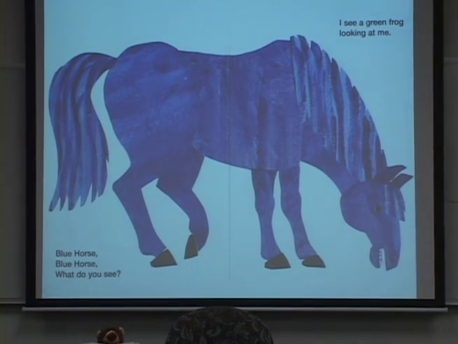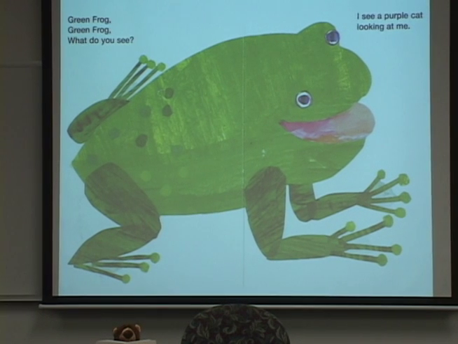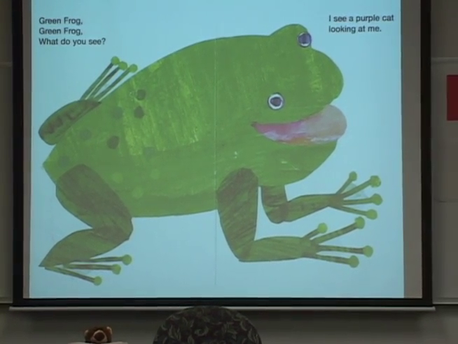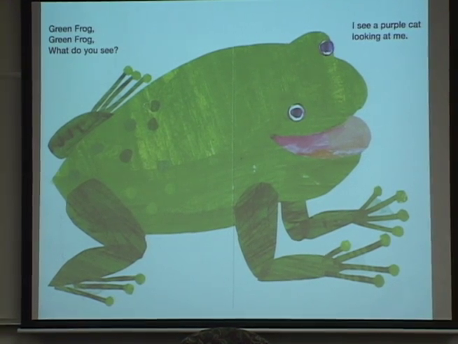I see a looking at me. Green frog, what do you see? I see a purple cat looking at me.